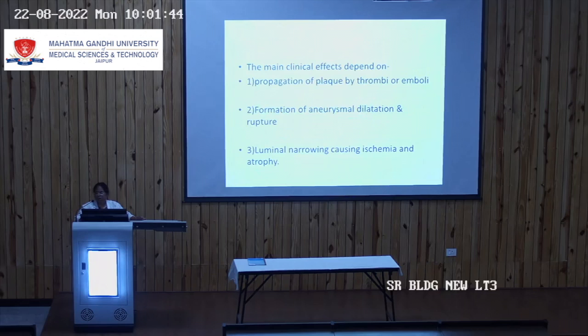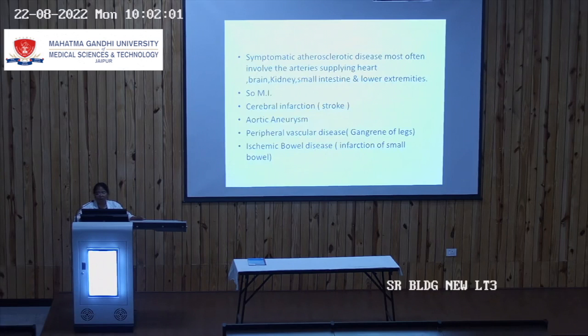So the main clinical effects of atherosclerosis depend on whether it propagates by thrombi or emboli. The vessel lumen will get blocked and it will result in infarction. There can be aneurysmal dilatation and rupture, and thirdly there can be luminal narrowing. So it will result in myocardial infarction, cerebral infarction or stroke, aortic aneurysm, peripheral vascular disease in which gangrene of the legs is very important, and ischemic bowel disease or infarction of the small bowel.